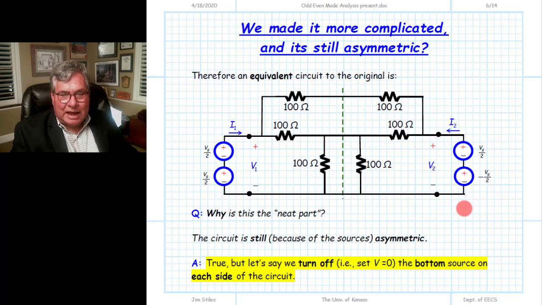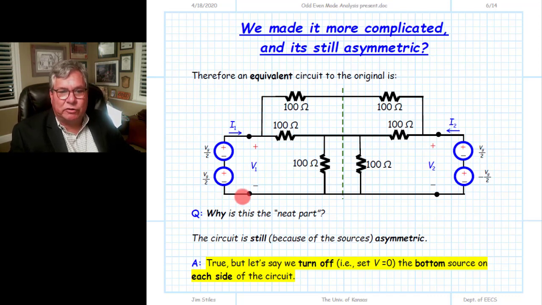But what we can do now is apply superposition. And in superposition, remember, we can turn off each source or some combination of sources and do an analysis, and then turn on the remaining and turn back off the original and do a second analysis and add the two together. We can determine the answer via superposition. And that's why we split these things up, because now we're going to apply superposition to do our analysis.